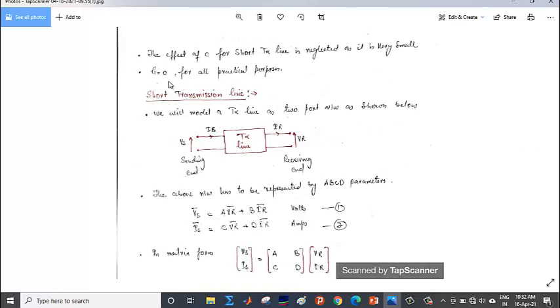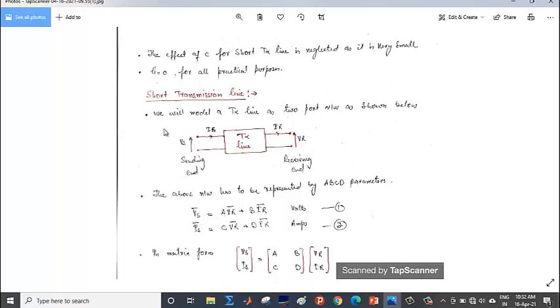Now coming to the short transmission line, we have some further assumptions. The effect of C for a short transmission line is neglected as it is very small, because the length of the transmission line is very small. And as far as G is concerned, that is the shunt conductance, it is altogether neglected for all practical purposes. I have told you in the class as well, its value is not so much, so it is better to neglect it rather than make the calculations very rigorous.